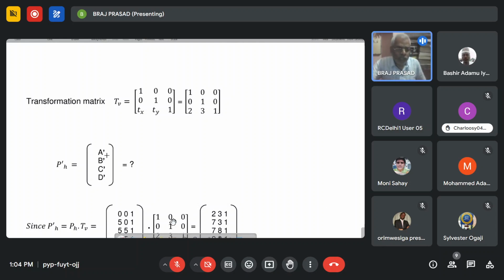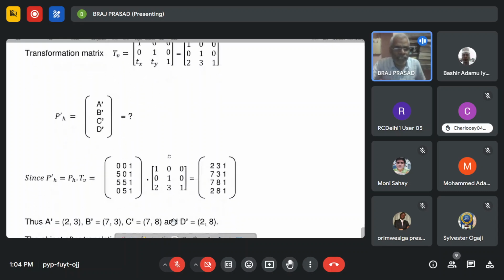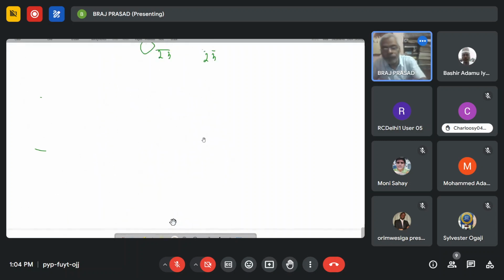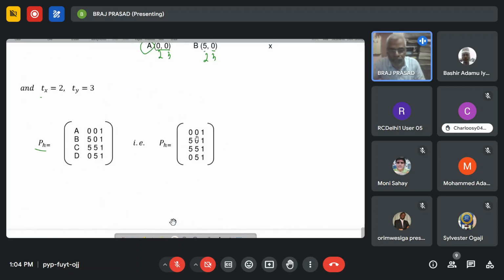So what will be the coordinate of A dash? To find the coordinates of A dash, B dash, C dash, D dash, we multiply the coordinates of the original object with the translation vector. This is our coordinate of the original object in homogeneous form. So PH is 0 0 1, that I have shown. This is our PH value.